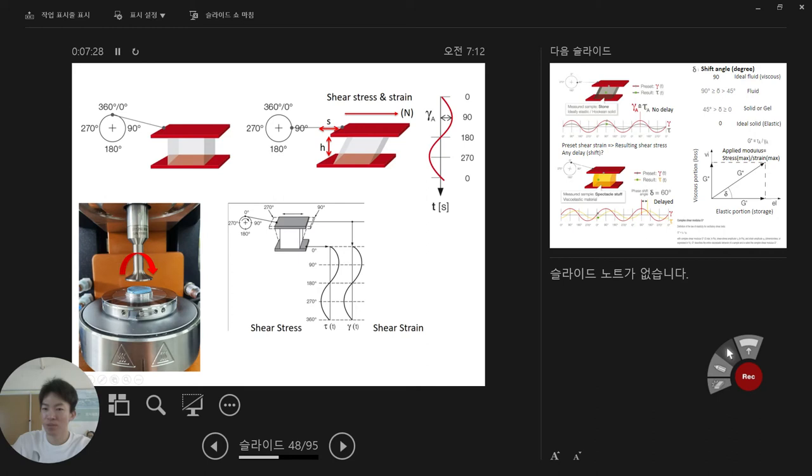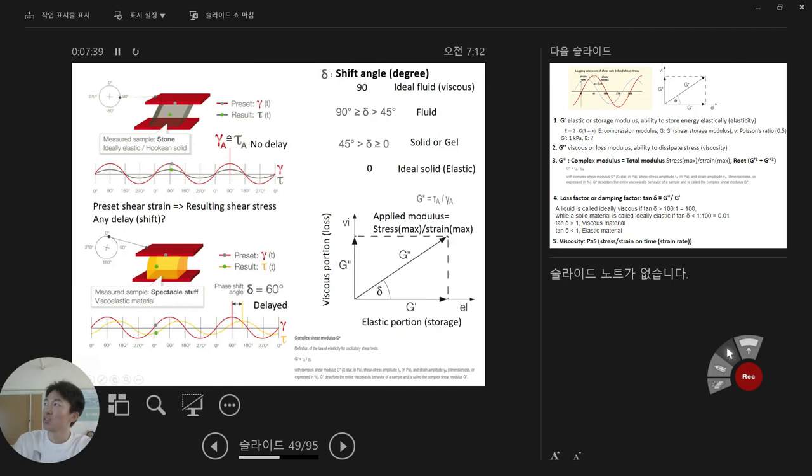And this is a very ideal graph, which you only detect in an elastic, superelastic material. In a superelastic material, you can change the strain, and at the same time you get the stress, and the peak is the same here. This means no delay. No delay means a very ideal elastic material, a very solid material, like stone.